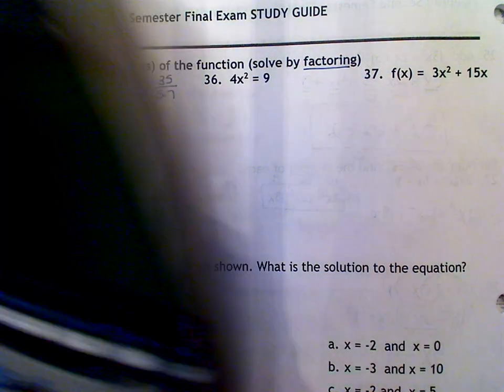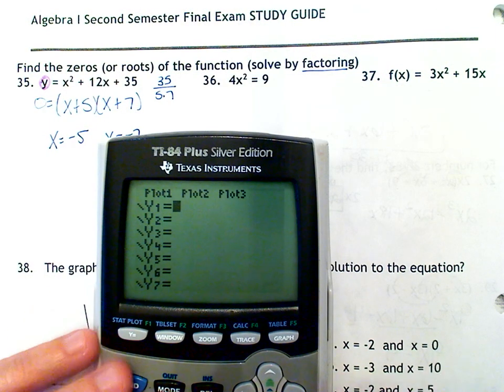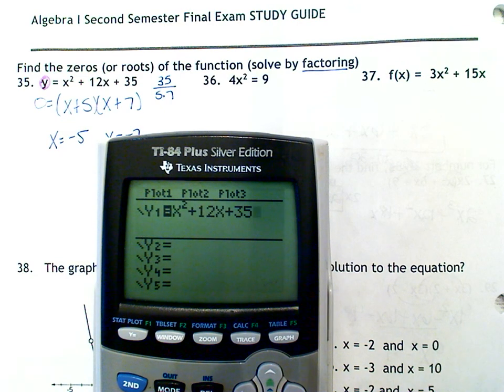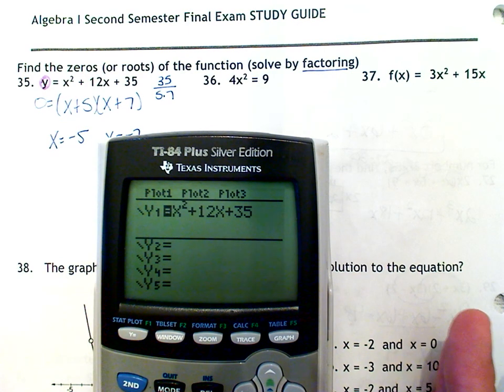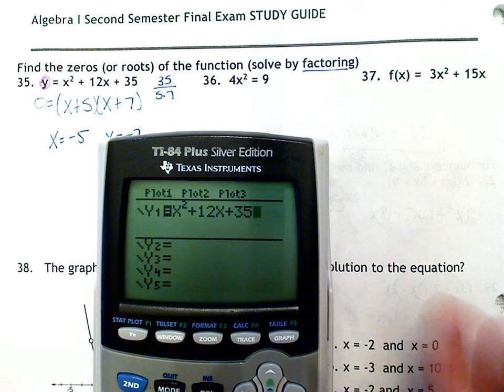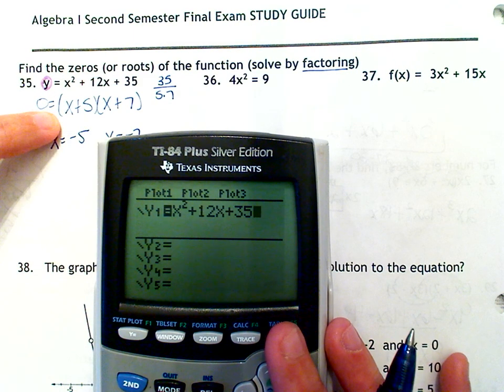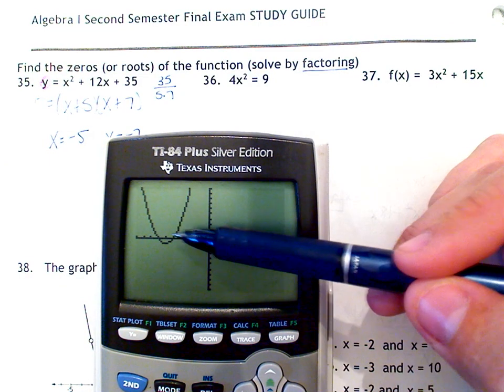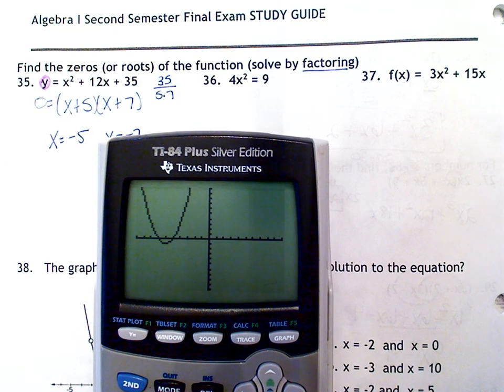Okay, if you need to, you can go to y equals, type in your equation, x squared plus 12x plus 35. Now this is just to check your answer. You cannot just do it this way because it says to factor, so you have to show how you factored it. And if you'll look, it crosses here at negative 7 and right here at 5. So we've checked it, we know that's right.